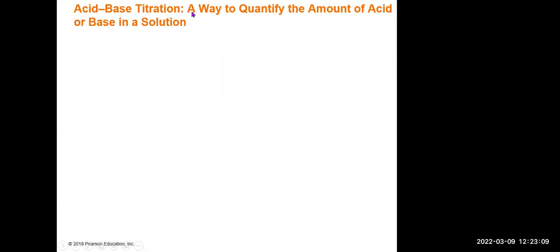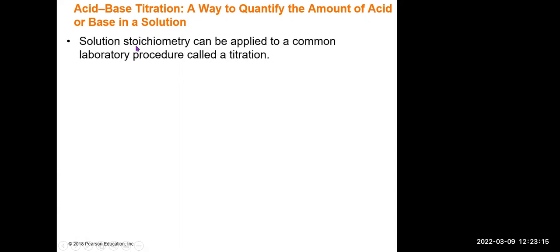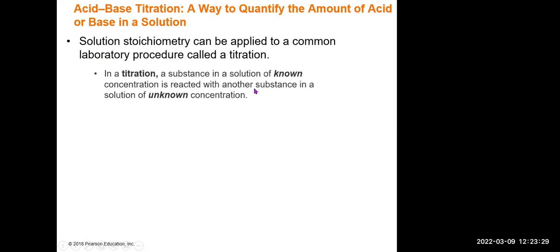So acid-base titration is a way to quantify the amount of acid or base in a solution, which pretty much uses the acid-base reaction. Then you control how much you mix, and that will be the titration. Solution stoichiometry can be applied to a common laboratory procedure called titration.